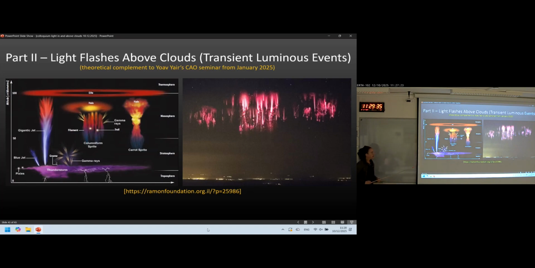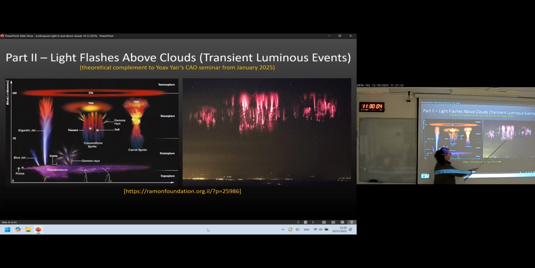These are called transient luminous events. They come in different shapes and different colors, because different molecules do the emitting. They look like this, and they have fun names. We have things called sprites. This is a carrot sprite, columniform sprite, jets, gnomes, pixies, elves, halos. They had a lot of fun with naming these things. I'm going to focus on sprites. So sprites like this or like this.